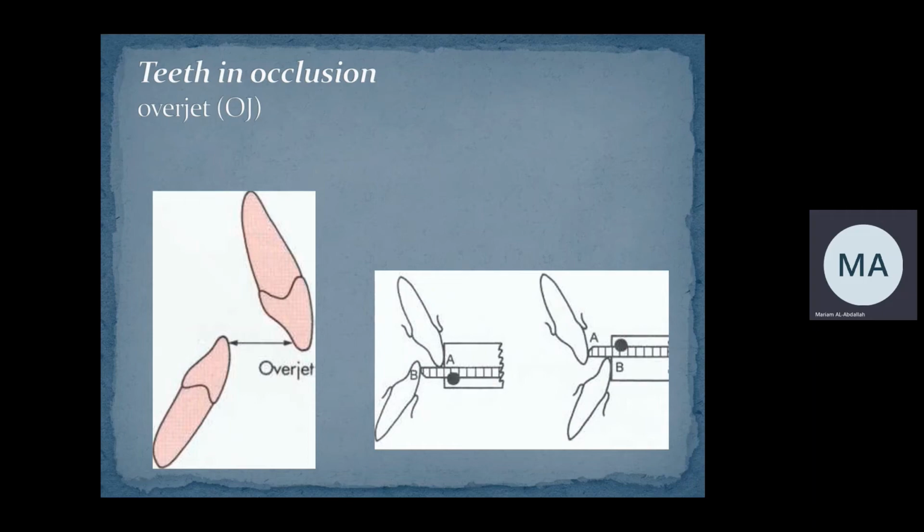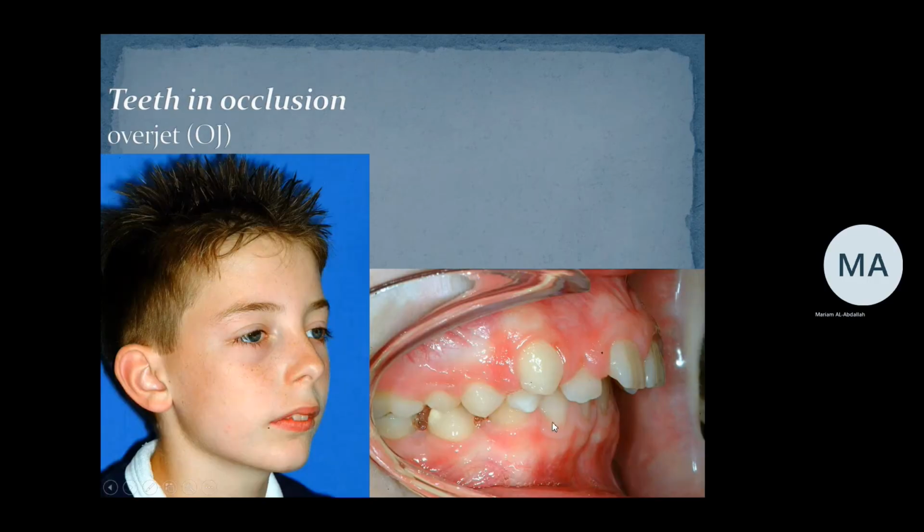It could be edge to edge where it's 0, or it could be reversed like here. Reverse means the upper incisors are behind the lower incisors. So this is a reversed overjet. Another name for this is anterior crossbite. So if the lower incisors are anterior to the upper, this is an anterior crossbite. Okay. So this is an example of an overjet that is increased. So this is a class 2 division 1 incisors classification with an increased overjet.